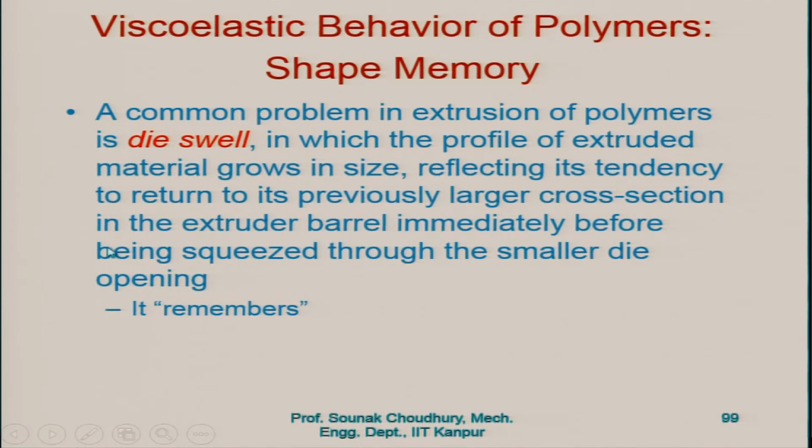See, if you remember, these are some of the defects we call in the case of extrusion of materials, and we have to take care of this. So, this is what happens: the material remembers the previous shape. When it goes through this smaller cross section, it remembers the earlier volume or cross section, and it immediately wants to come back to the initial shape. So, that is called the shape memory.